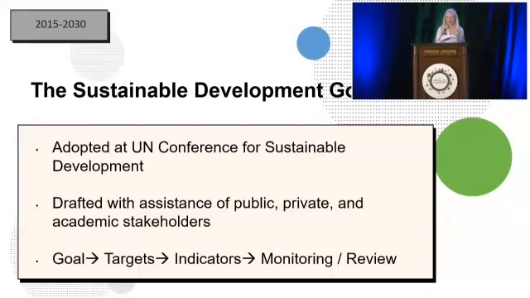SDGs were really born from the need for action-oriented, concise, aspirational, and universal goals to address the shortcomings of the MDGs. And because it was drafted with the assistance of academia, civil society, think tanks, and private sector companies, the SDGs really prioritize the inclusion of relevant stakeholders from all aspects of society.